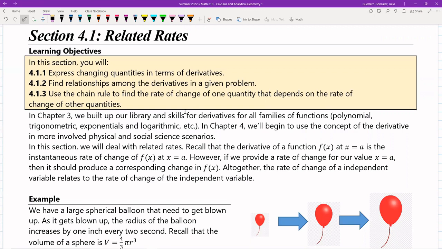Hello, everyone. This is the lecture for section 4.1, related rates. So in chapter 3, what we did really was just learned how to take a derivative. We built up our library of derivatives and skills for derivatives for all the families of functions. So that's polynomial, trigonometric, exponential, the logarithmic stuff, the inverse log stuff.